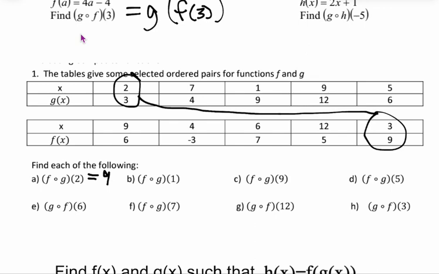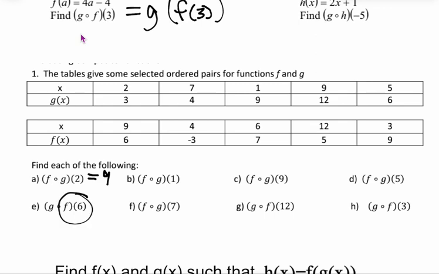Okay, now let's look at E. What do we start with? This time we start with 6. Which function do we start with? We start with the F function, right? So 6 in the F function becomes 7. And now we stick that 7 into our G function. What does it become? 4. So the answer is 4. Everybody see how I use the tables to get those answers?